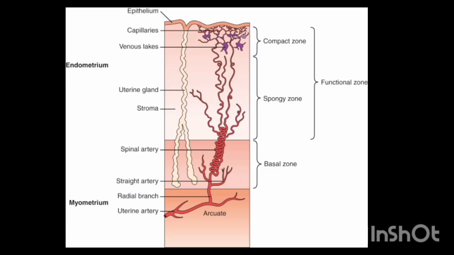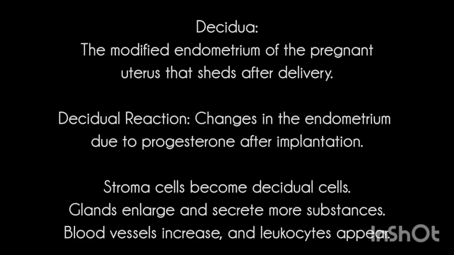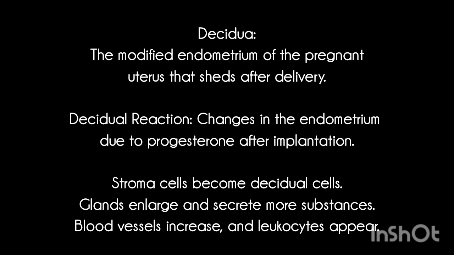Simplified notes on Decidua, Chorion, and embryonic development for nursing students. 1. Decidua and decidual reaction. Decidua, the modified endometrium of the pregnant uterus that sheds after delivery.